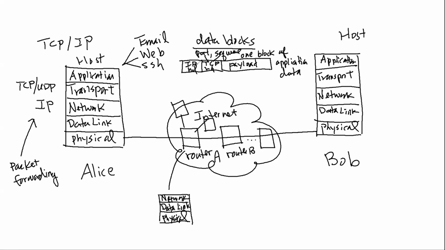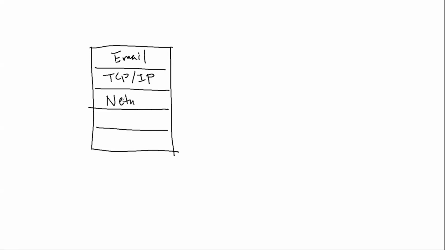Okay, let me start a new screen so that we have a better idea. Let's say now we are using email at the application layer, and this is TCP IP. Maybe let's do web here, but that's okay. So let's say now this is the network layer, this is data link, and this is physical.